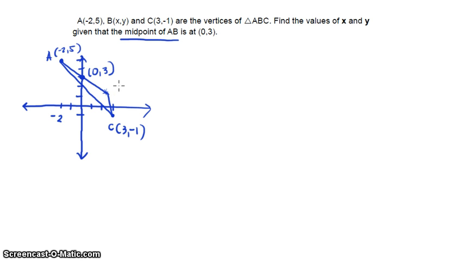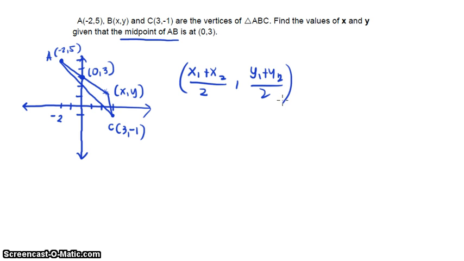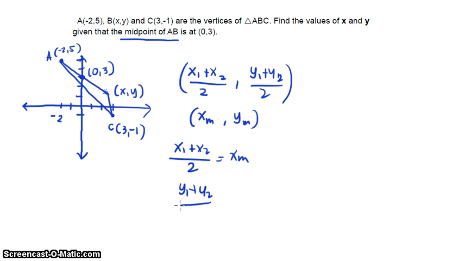But how do we find the exact value of the point B? Now take note that in getting the midpoint of any two points, we add the x and we divide by 2, and then we add the y and then divide by 2. So this is the x of the midpoint and this is the y of the midpoint. In other words, (x1 + x2) over 2 is equal to xm, the x of the midpoint, and then (y1 + y2) over 2 is equal to ym, the y of the midpoint.